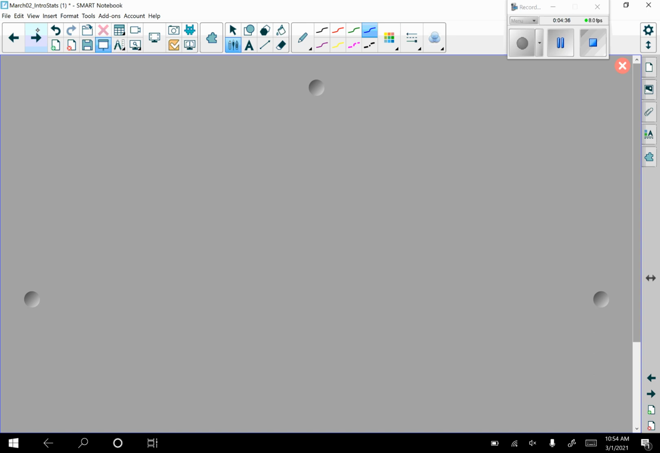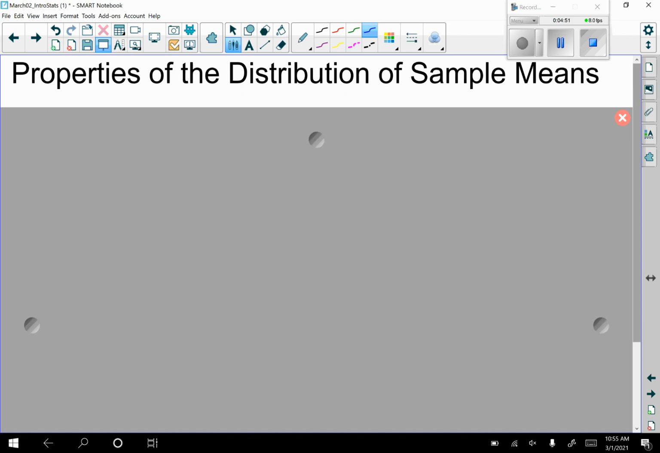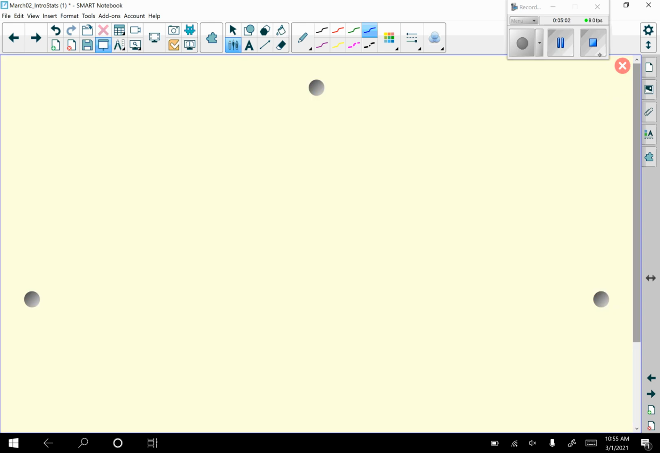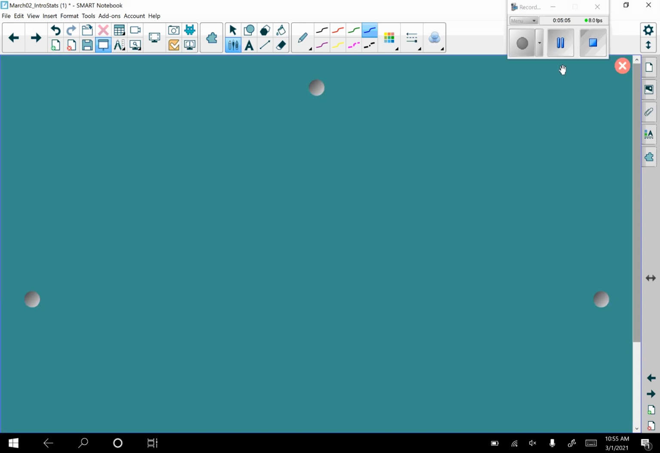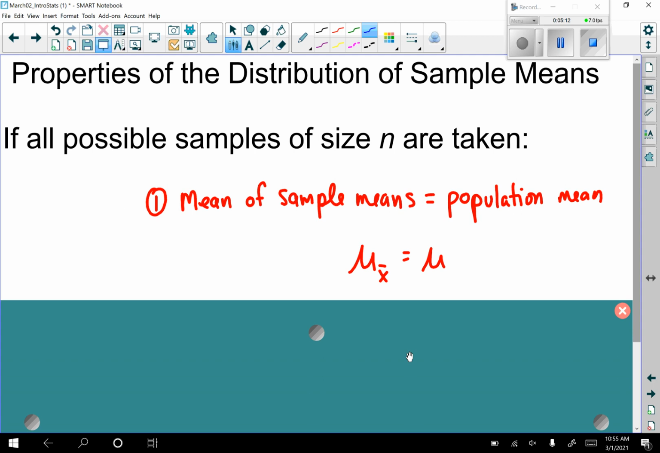Next, we're going to take a look at some properties of a distribution of sample means. If all possible samples of size n are taken, then the mean of sample means is equal to the population mean. We're going to write it this way: mu sub x bar is going to equal mu. So this is just representing the mean of the sample means.